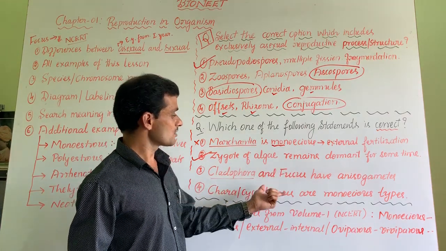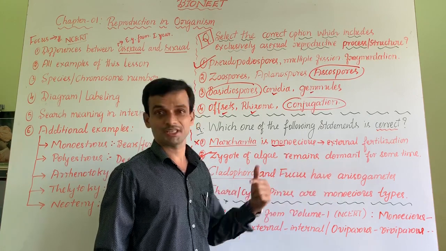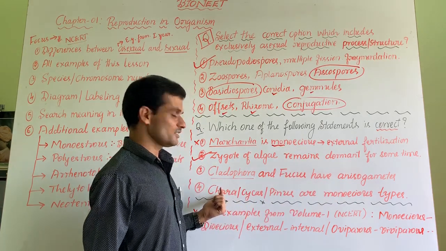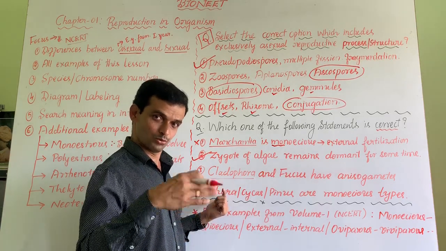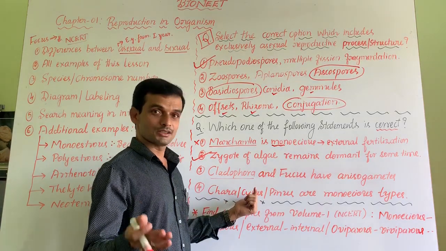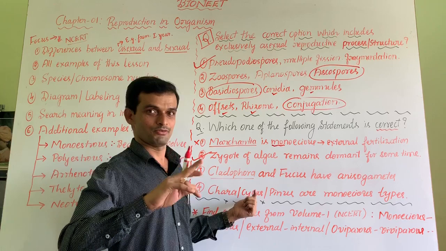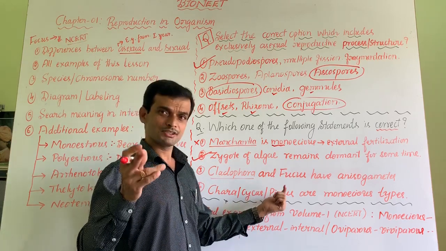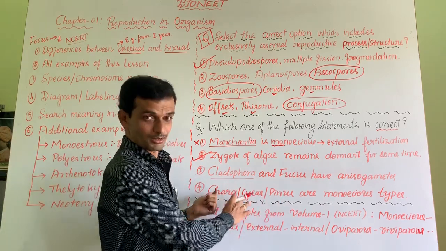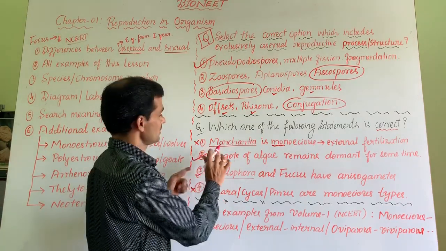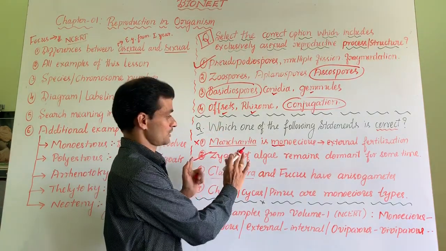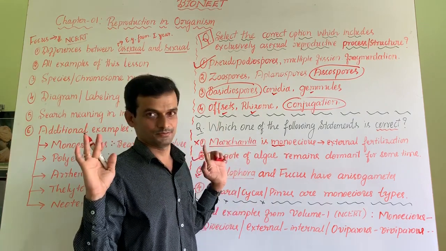Then Chara, Cycas, Pinus are monoecious types. Chara is monoecious because a single plant will have archegonium, oogonium and antheridium. Cycas is dioecious. Male and female plants are different. Pinus is monoecious. So this is not completely correct. We will eliminate this. I shall conclude I have done correctly. It is the second option.